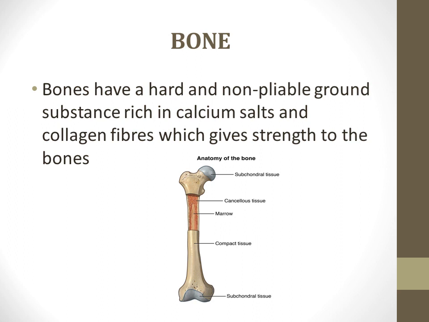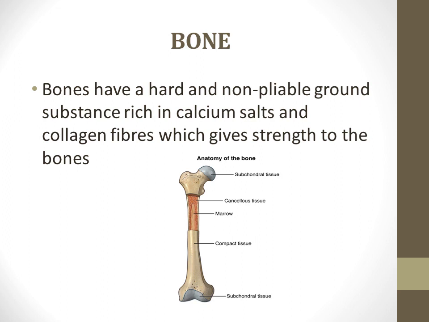The next one is bone. Cartilage is one of the specialized connective tissues. The second one is bone. Bones have a hard and non-pliable ground substance rich in calcium salt and collagen fibers, which give strength to the bones.